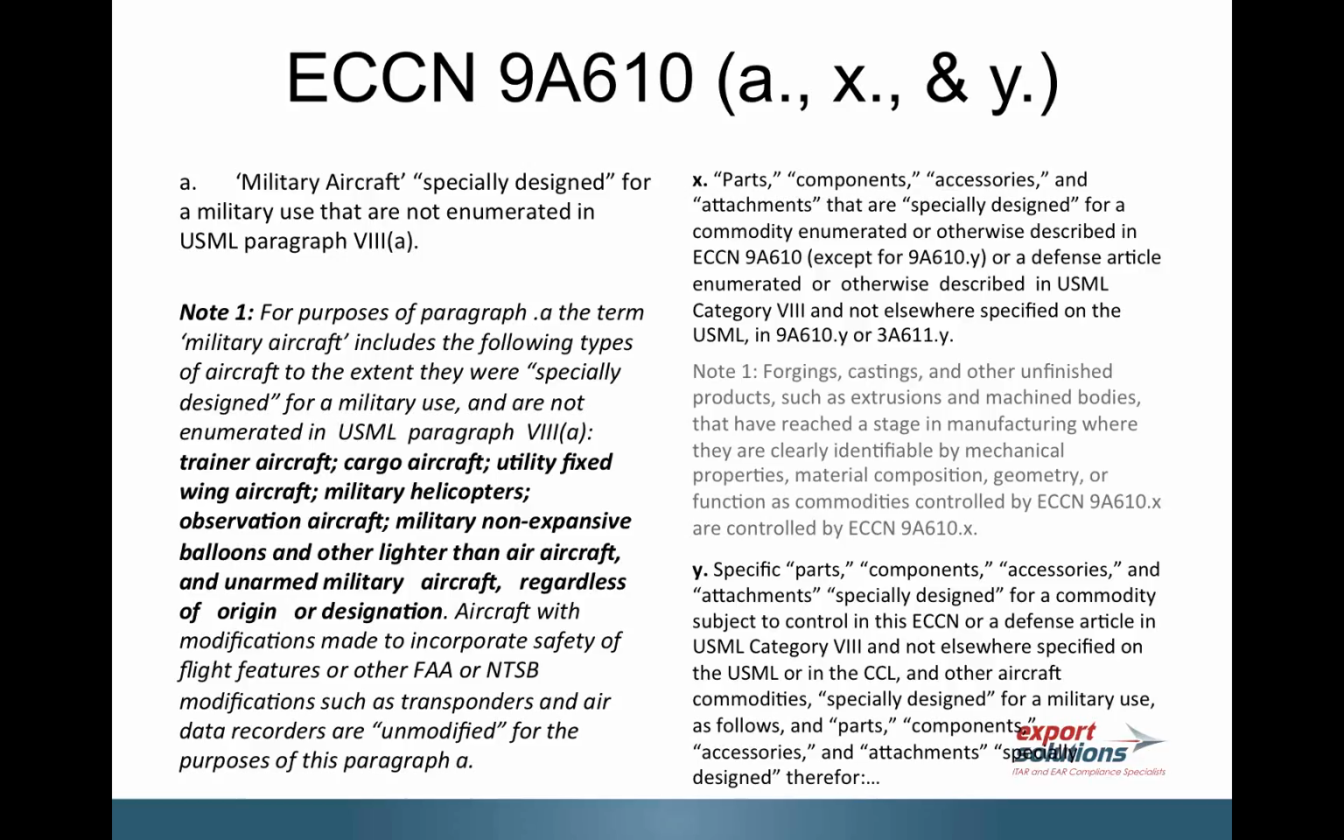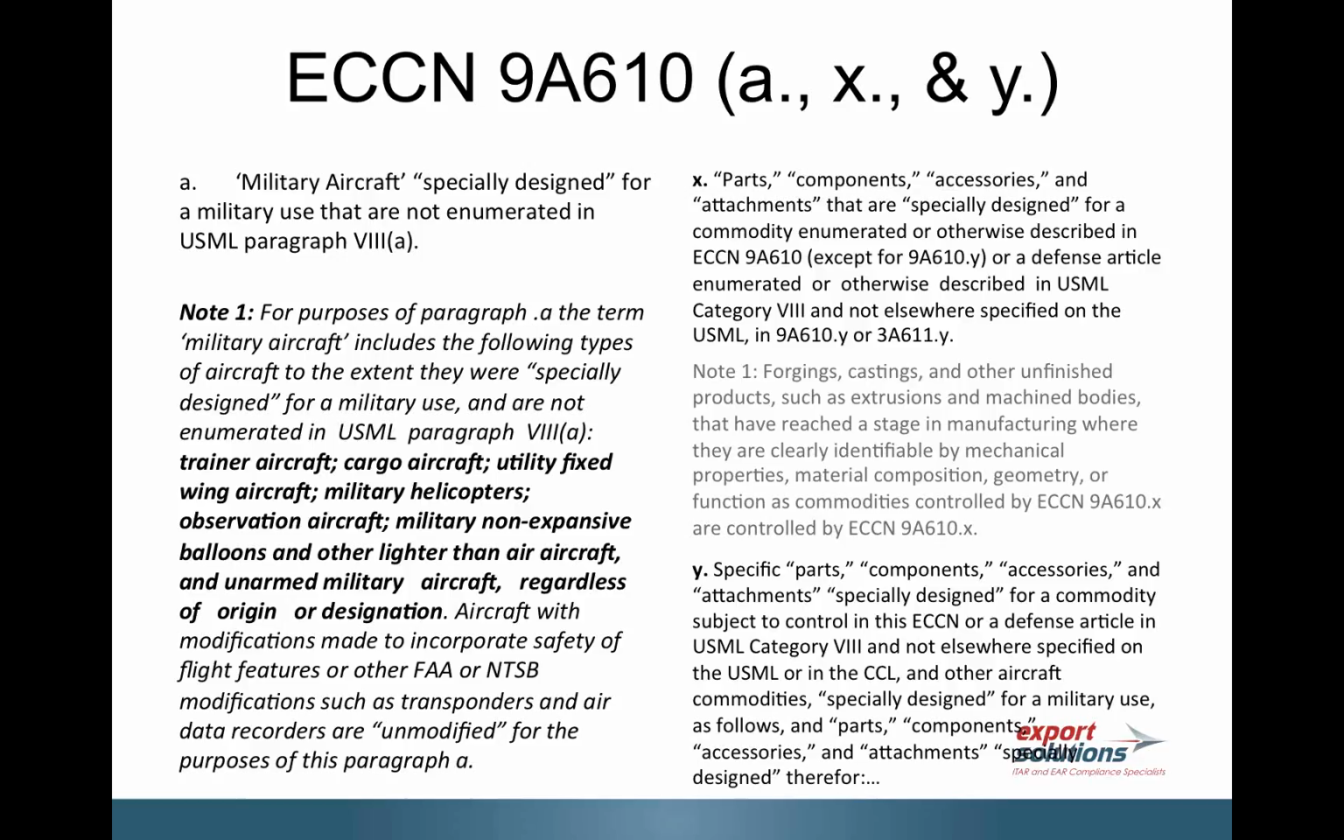Okay, so let me see. One of the takeaways here is that if you look at Note 1, for purposes of paragraph A, the term military aircraft is also defined for you. It includes the following types of aircraft to the extent that they were specially designed for military use and are not enumerated in paragraph A. Remember, that's where we listed the B-1, B-2, F-15, SE, etc.